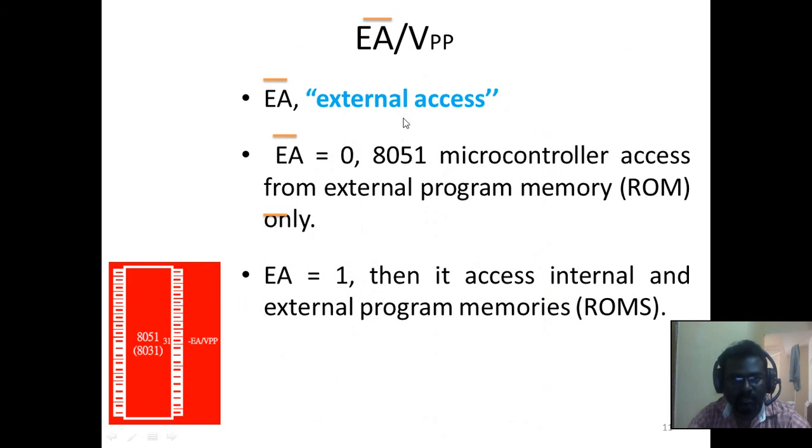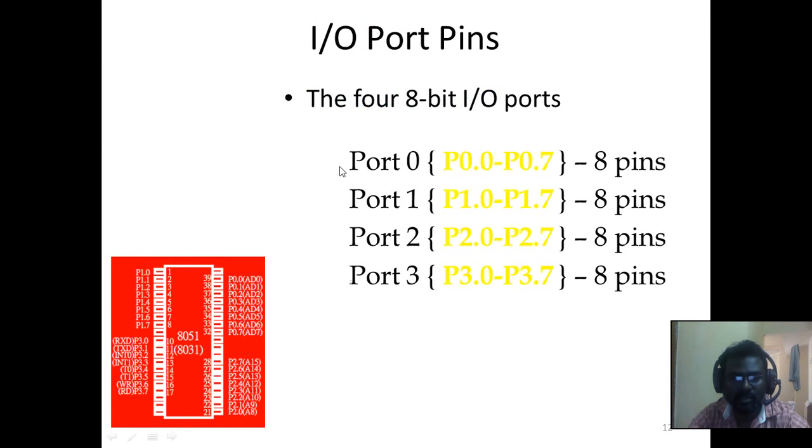So EA stands for external access. Whenever 8051 makes use of external program memory, this EA bar will be 0. Whereas if EA is equal to 1, then it is accessing internal memory.